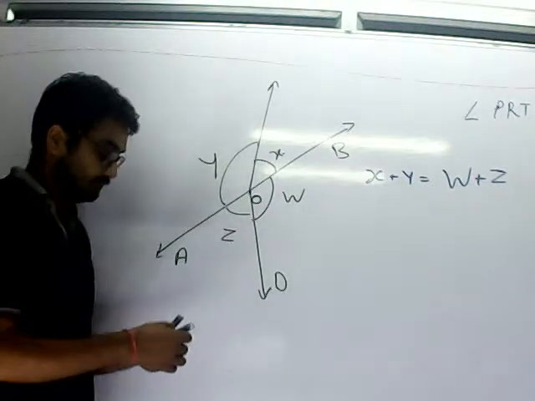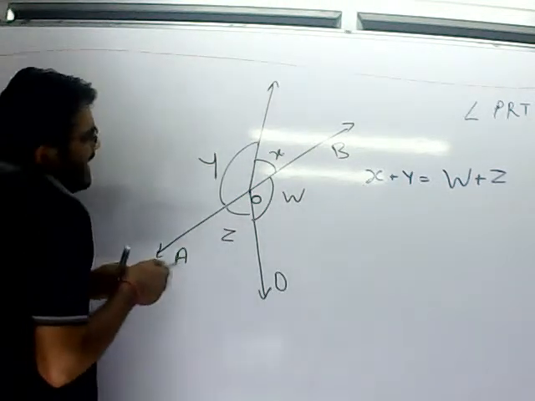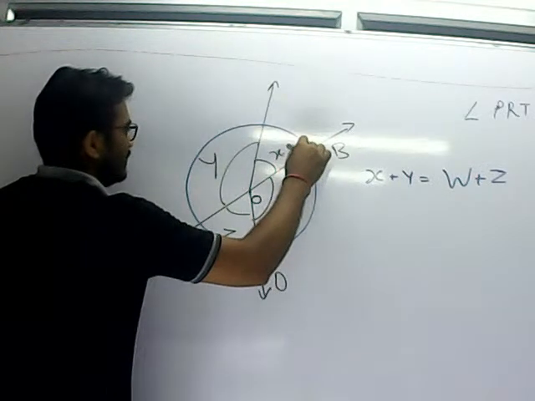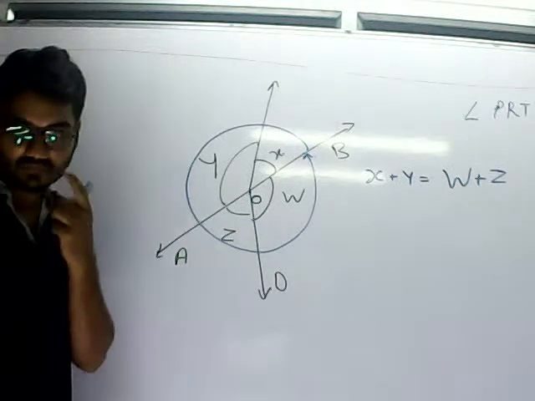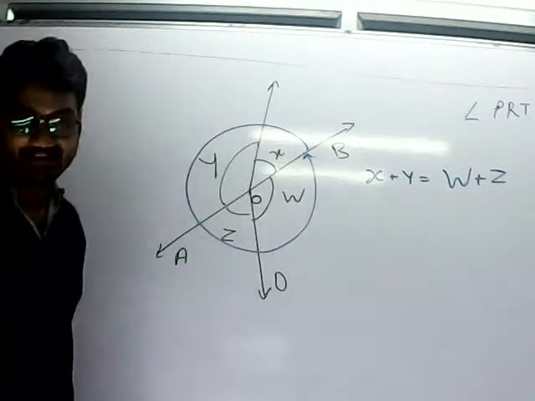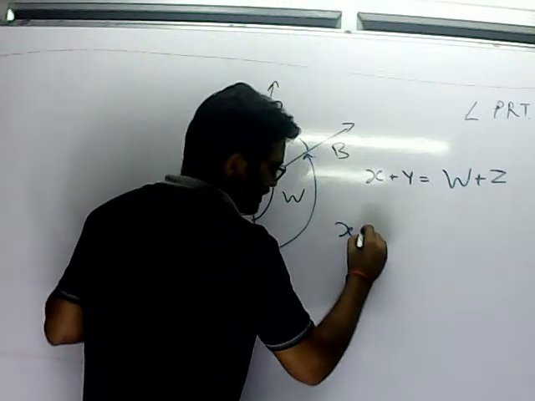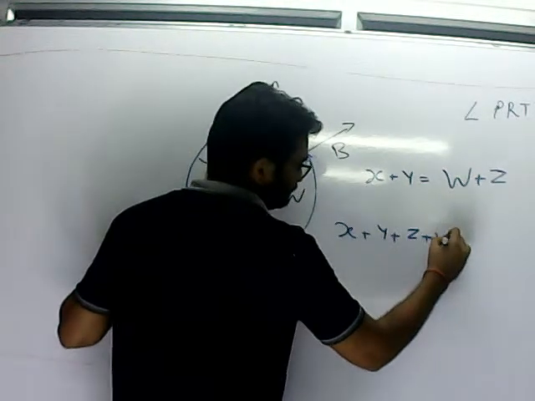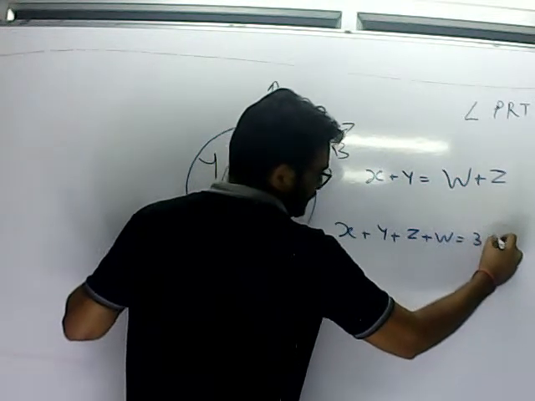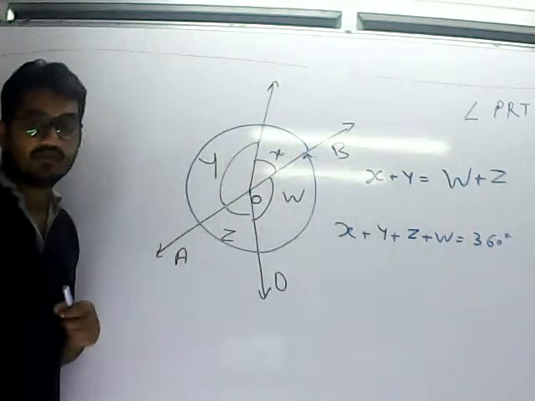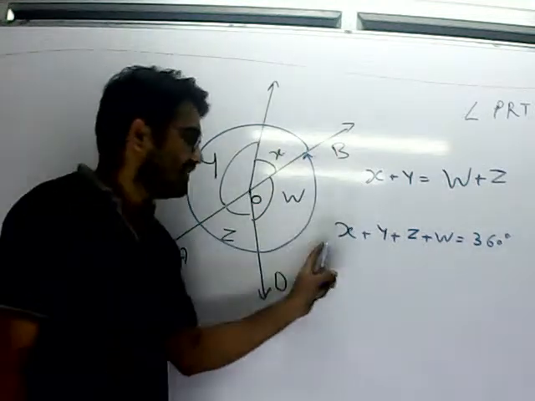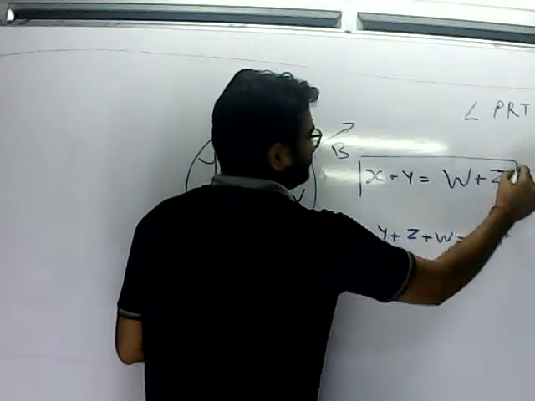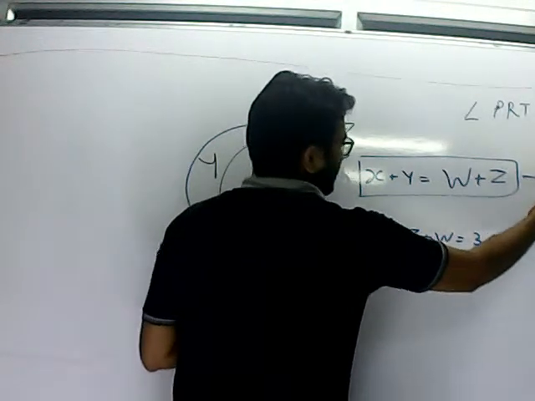Now, if I add all values from here to here, they will be of how much? They will be of 360. Means if I add x plus y plus z plus w, that is 360 degrees. This total angle will be 360 degrees, and if this total is 360 degrees and this is given, let us take it, this is the first equation.